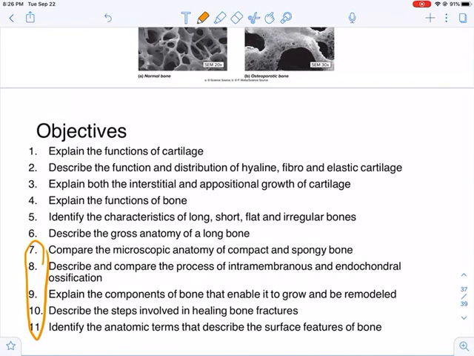Number 9, explain the components of bone that enable it to grow and be remodeled. So looking at that epiphyseal plate, that helped it grow. What about remodeling? Well, that goes to the cells and the setup of bone itself. Number 10, describe the steps involved in healing a fracture. There are 4 steps. And number 11, identify the anatomic terms that describe the surface features of bone.